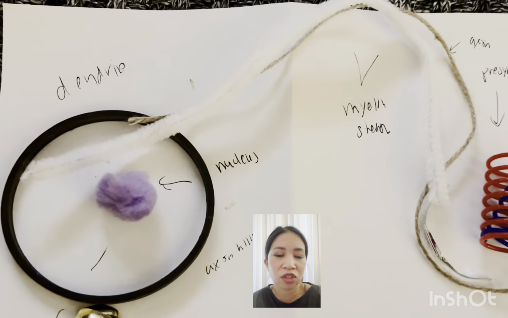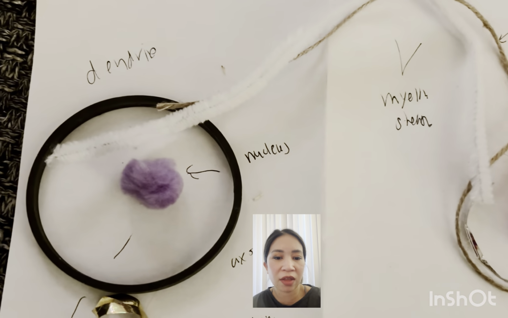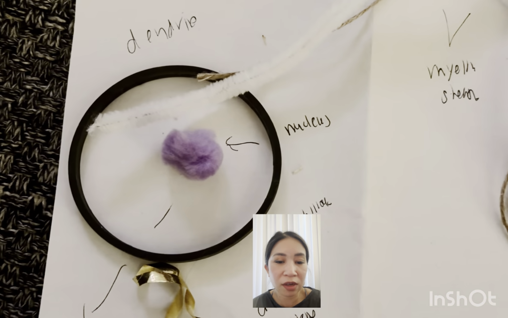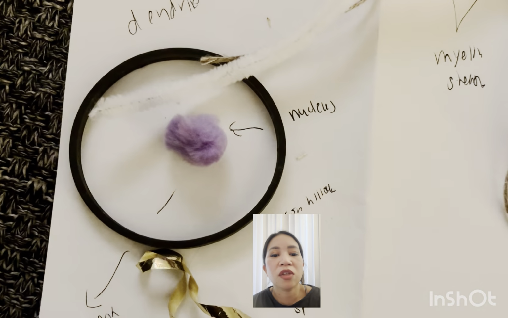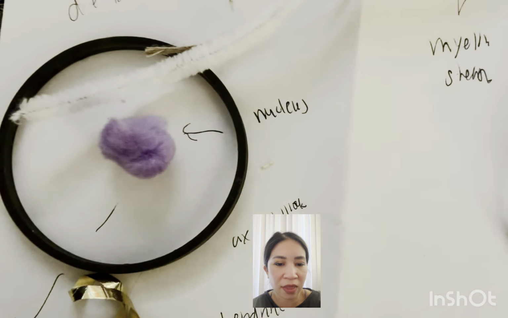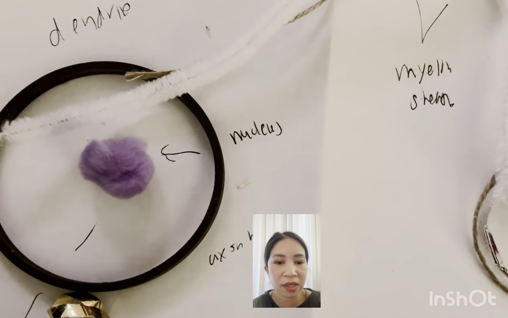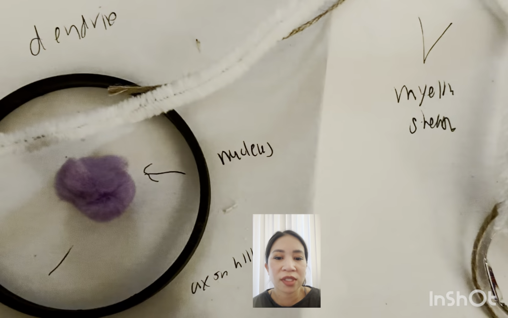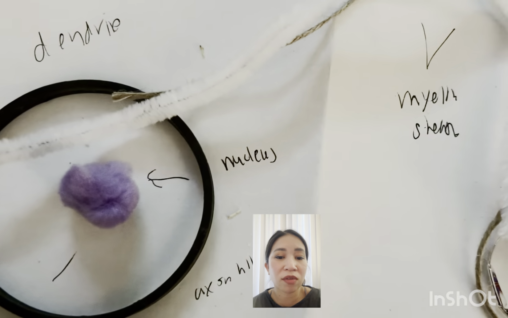Dendrites receive a message. It's usually a chemical signal from another neuron. The cell body, which is the soma, takes in those signals and processes them. So if the message is strong enough, then the signal moves to the axon hillock, and that decides whether to send the message down to the axon. If it does, an electrical signal called the action potential then travels down the axon.